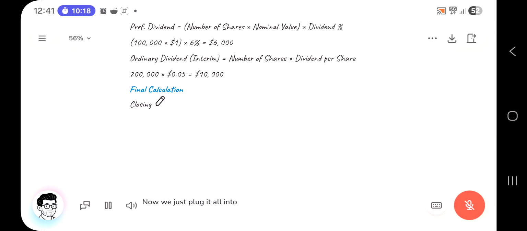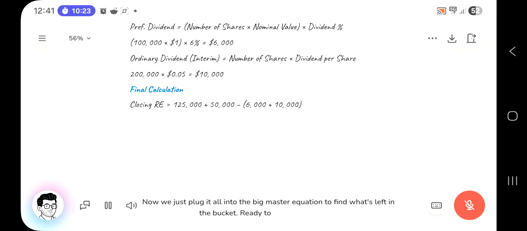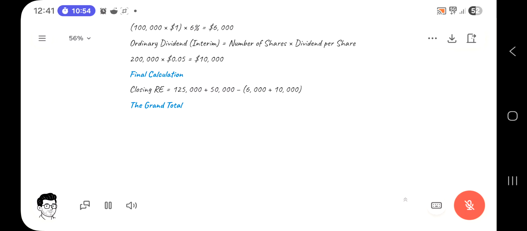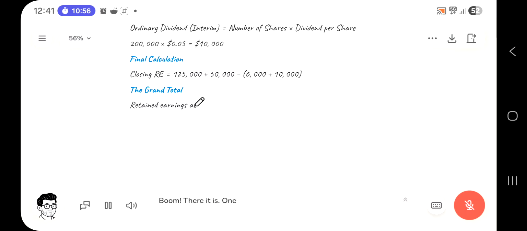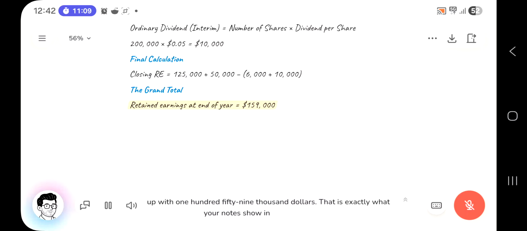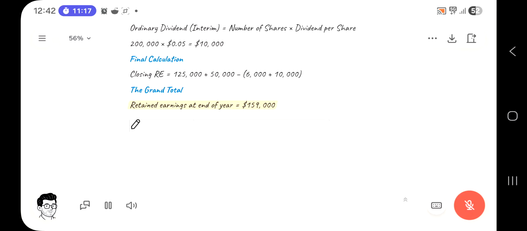Now we just plug it all into the big master equation to find what's left in the bucket. Ready to see the final total? Boom! There it is. 125,000 plus 50,000. Then subtract the 16,000 total dividends. We end up with $159,000. That is exactly what your notes show in the answer table.